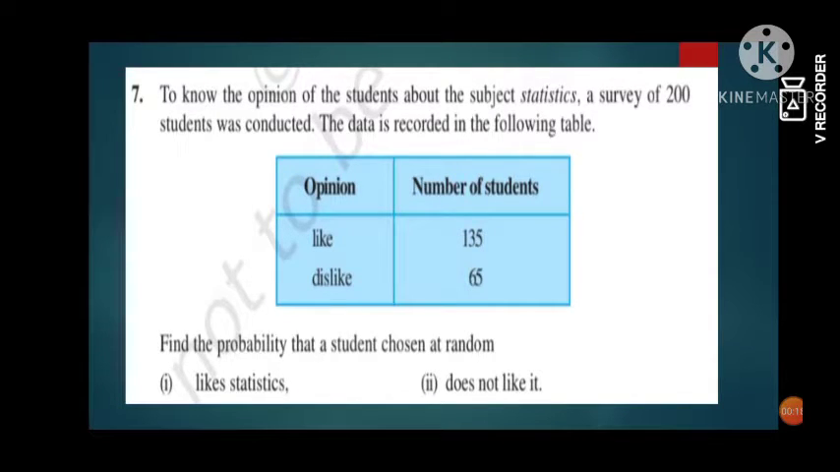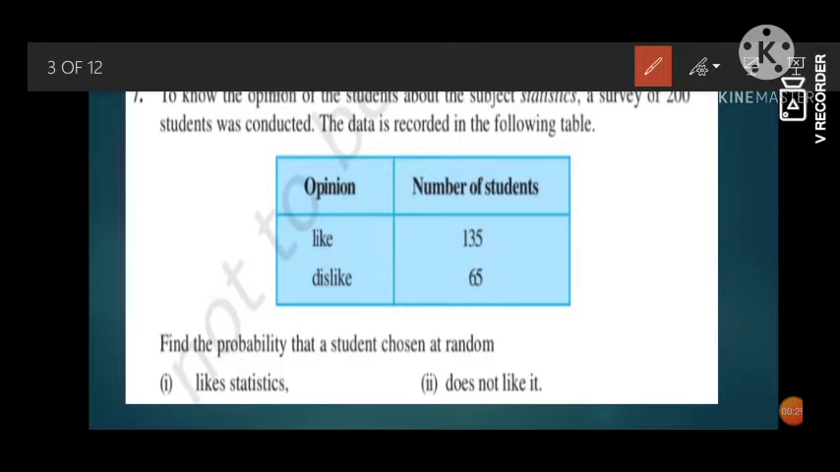So, in sum number 7, the question goes like this: to know the opinion of a student about a subject statistics, a survey of 200 students was conducted. So the total number of students, or the total frequency, is 200. The data is recorded in the following table. The number of students who liked statistics is 135 and the number who disliked statistics is 65. We have to find the probability that a student chosen at random likes statistics and does not like it.